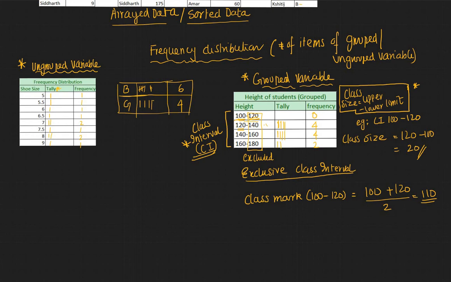Oh, sorry. Yes, that's 110. Oh no, that's wrong. It is 100 plus 120 is 220, divided by 2. Yes, that's right, 110. Similarly, between 120 and 140 it will be 130. So that's exactly the half point of the class interval.